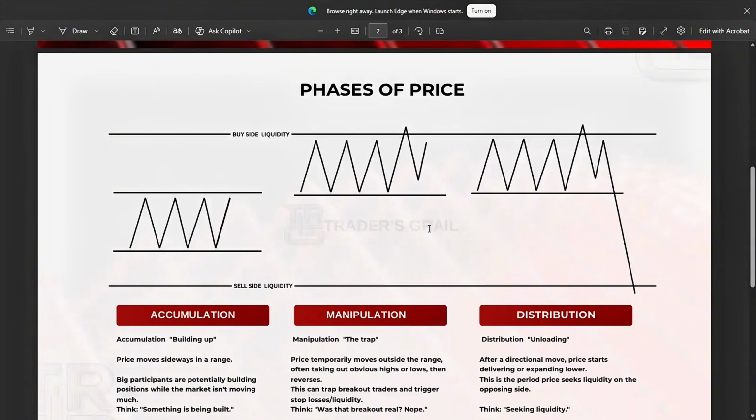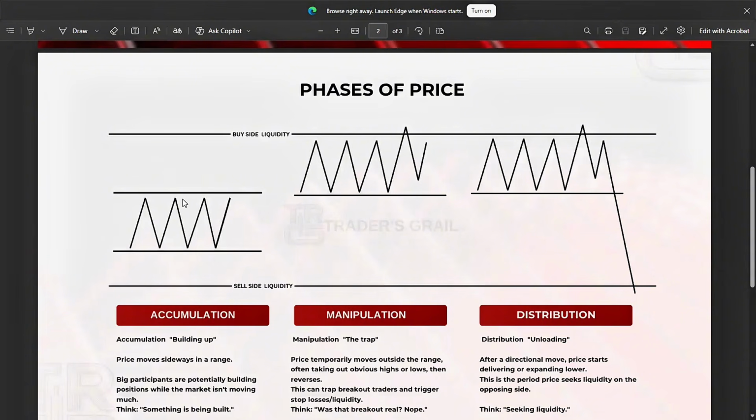But we are going to be using some key major words that are well known, which is the accumulation. As you can see, this is when the price is building up, right? Price tends to move sideways. No major highs or lows are taken out at this point, right? So that's basically the reason why it is called accumulation. Price moving sideways in a range.